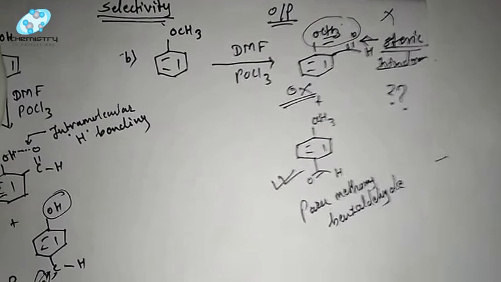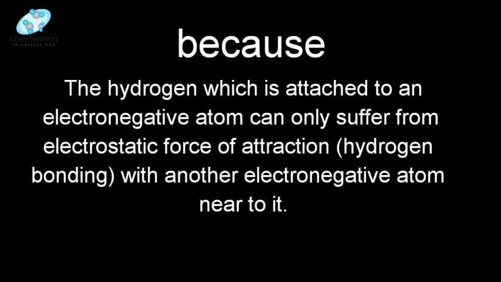Now, why do methyl hydrogens not undergo hydrogen bonding? Because only a hydrogen which is attached to an electronegative atom can experience the electrostatic force of attraction, that is hydrogen bonding, with another electronegative atom near it. This is the thing you have to remember.